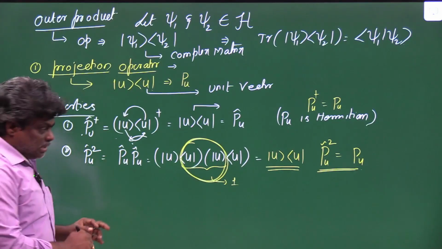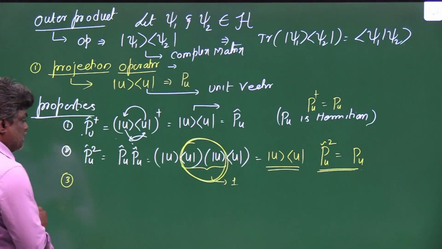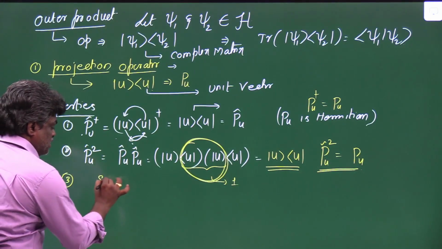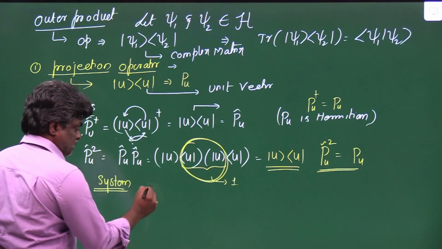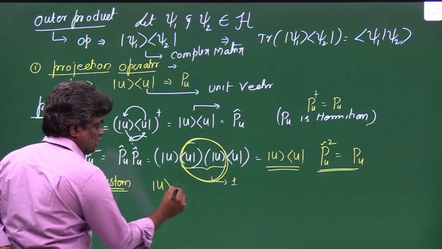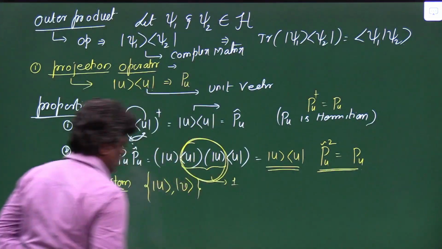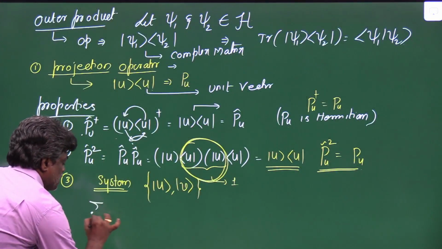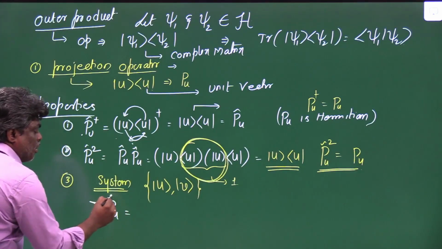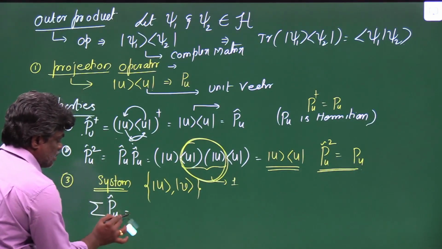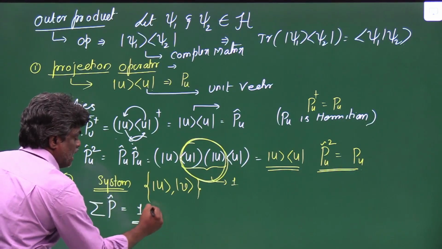Right. And the third property is very crucial. For example, I have a system, and let us suppose two basis states are there, let us say u and v. Now the summation over r of projection operators, that means the sum of all projection operators, is equal to 1. 1 means here the identity I.